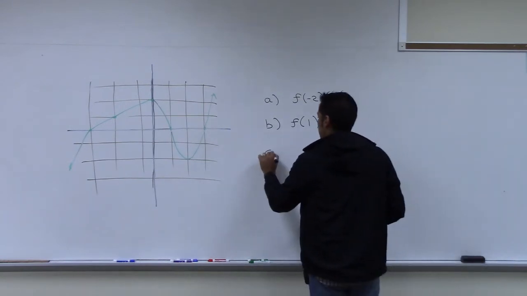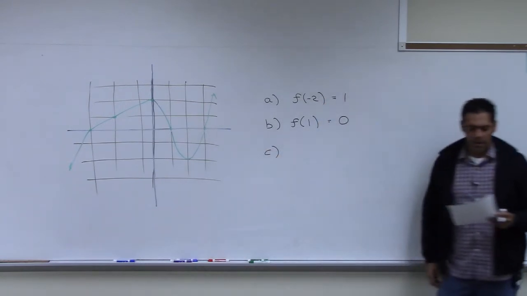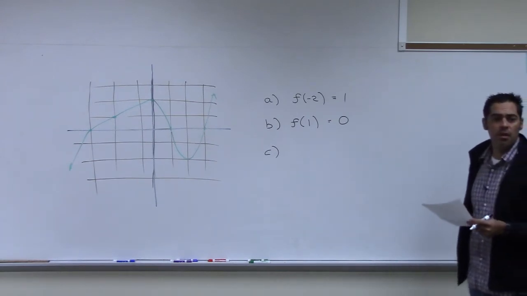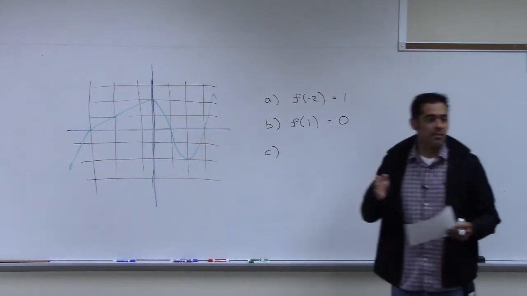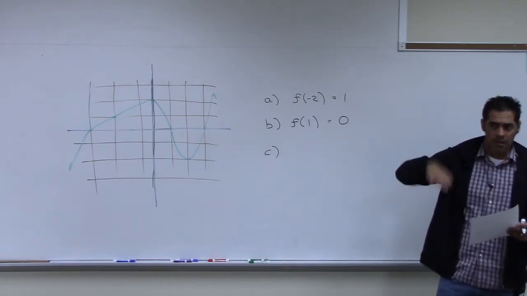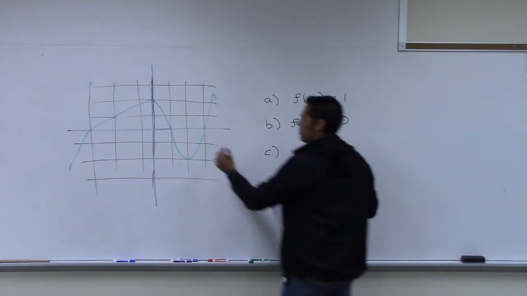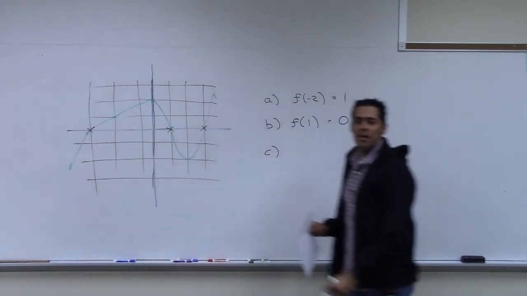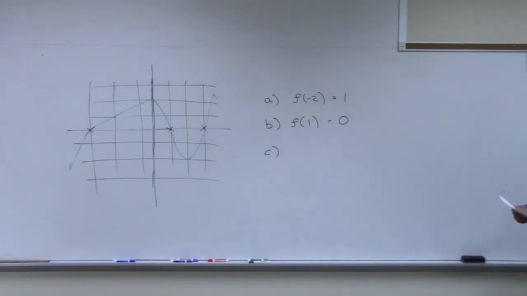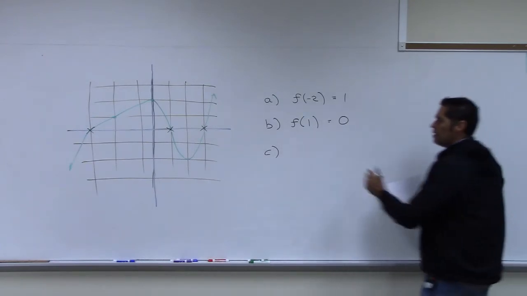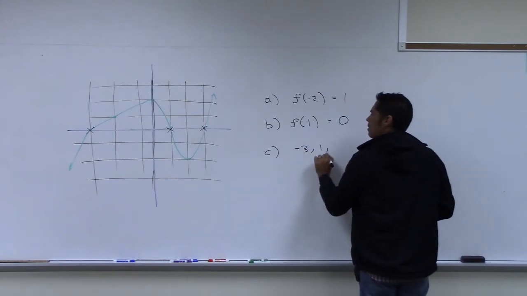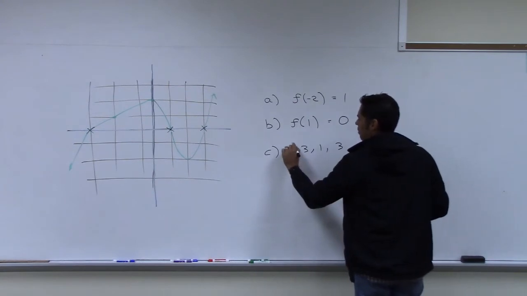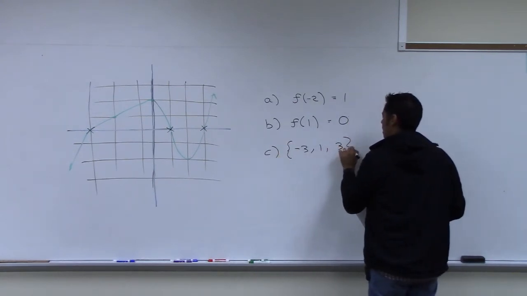How about part C? C is different than A and B. It's saying where is the function 0? So it wants to know the x values where the function, its height, is 0. So that happens here, here, and here. There's actually 3 different answers. And what are those answers? Negative 3, 1, and 3? Yeah. And you could put those like that, or you could put them in braces like this.